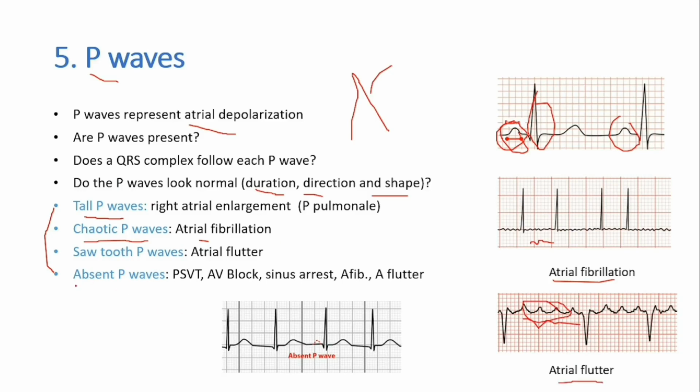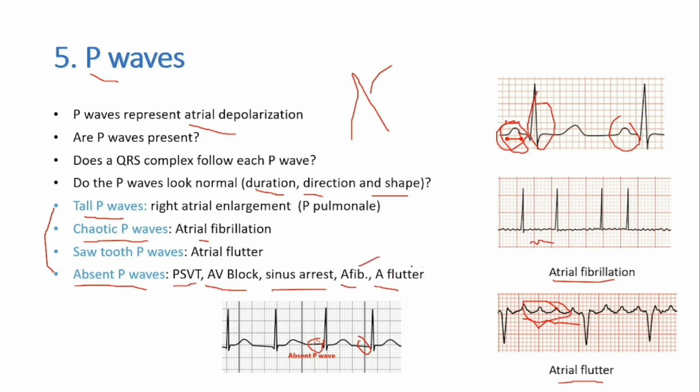Now if the P waves are absent, you see here there are no P waves, and this is mostly seen in paroxysmal supraventricular tachycardia, AV block, sinus arrest, AFib, and flutter.